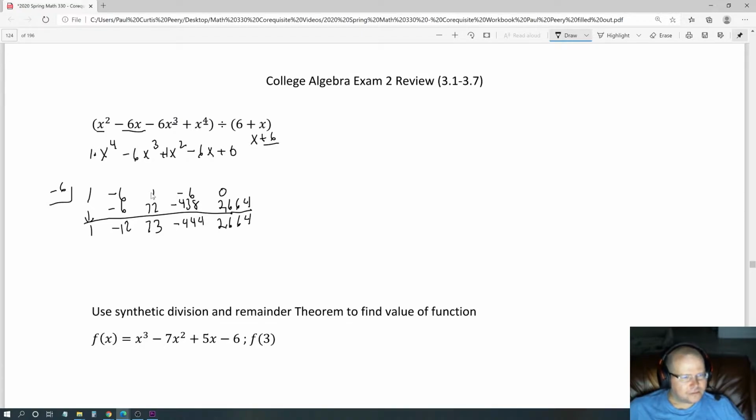We decrease the degree, so since we had a 4th degree there, this 1 right there is going to be to the 3rd degree, then minus 12 to the x to the 2nd degree, and plus 73 to x to the 1st degree. Clean that up a little bit. And then we have minus 444, and then plus, and this is going to be the remainder, 2,664 all over x plus 6. Cool.